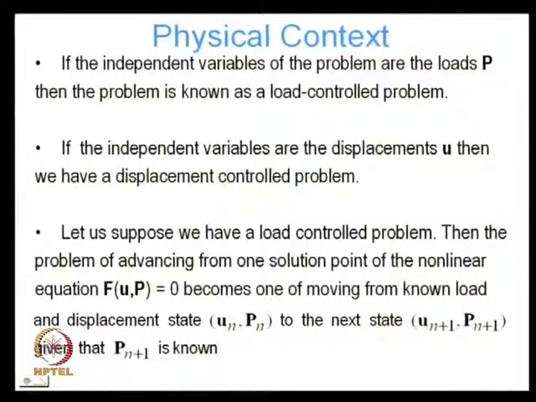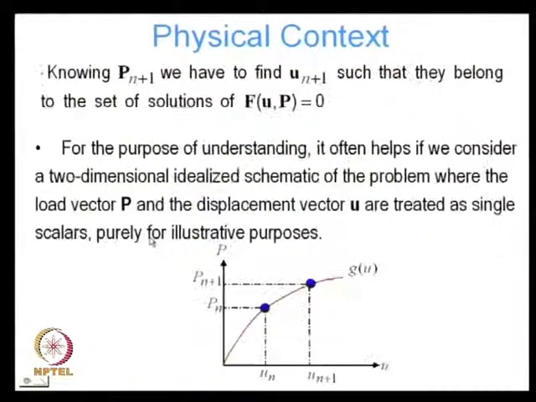Then the problem of advancing from one solution point of the nonlinear equation f(u, p) equal to 0 becomes one of moving from the known load and displacement state (un, pn) to the next state (un+1, pn+1), given that pn+1 is known. Since it is a load control problem, I know my pn+1, and I want to find un+1 such that my equilibrium equation is satisfied.